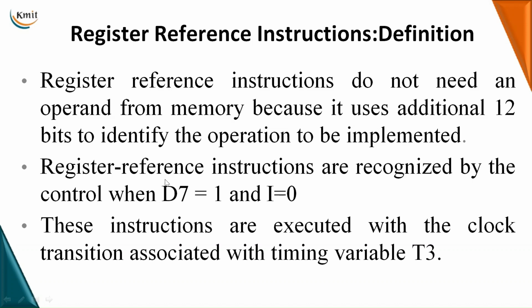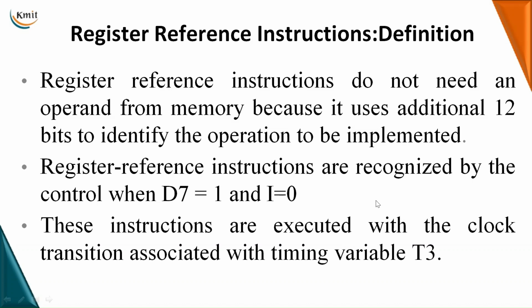You can recognize a register reference instruction by the decoder output D7. The decoder output D7 specifies it is a register reference instruction provided I is equal to 0. The mode bit should be 0 and the decoder output should be D7. D7 also has one more type of instruction with mode bit I equal to 1. If the decoder output is D7 and I is equal to 1, it indicates the instructions are input output instructions. Only whenever the I bit is 0 does D7 specify a register reference instruction. These instructions are executed with the clock transition associated with the timing signal T3.